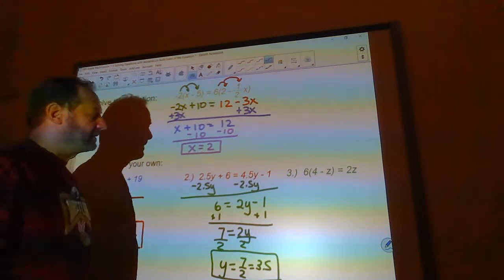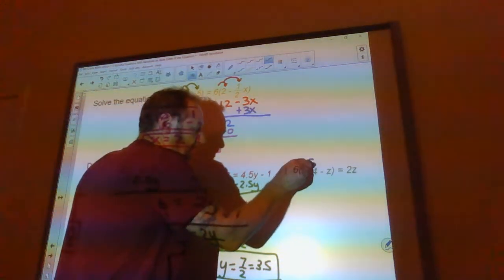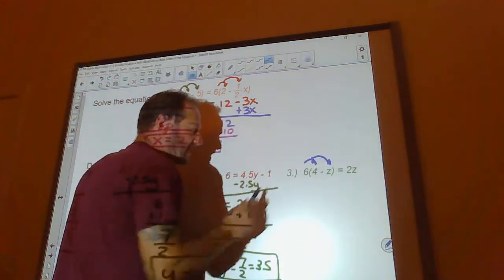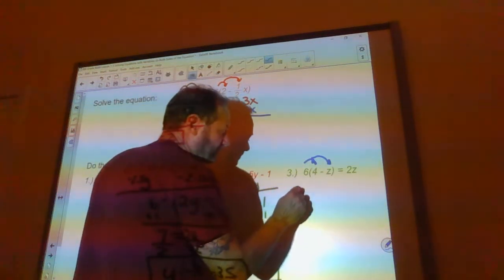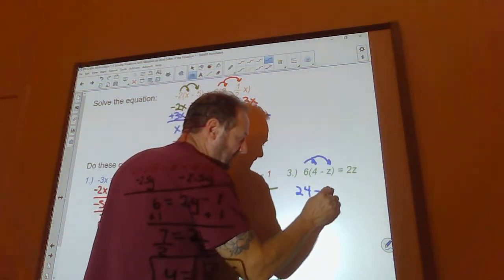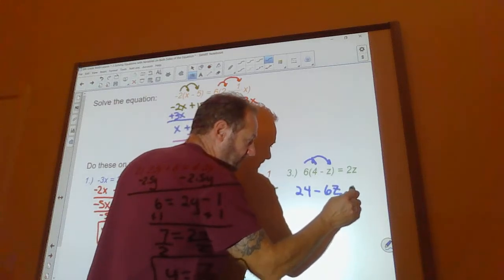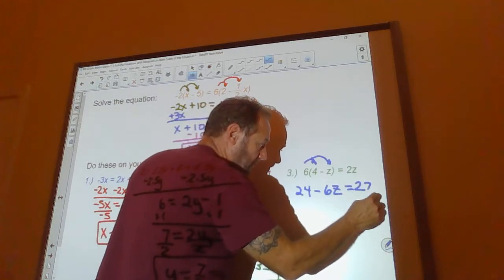Okay, finally, this one's a little different because I have to do the distributive property here. So I'm going to distribute this inside. 6 times 4 is 24. Minus 6z equals 2z.